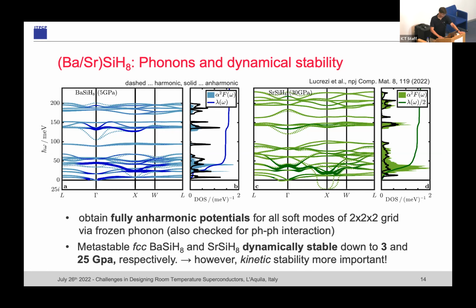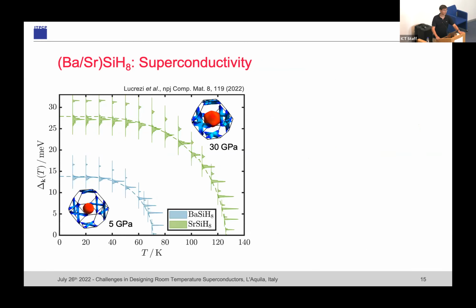But before I do that, I first want to show you our Tc calculations, the results for our Tc calculations. You see again the 2 gap functions here for the barium in this compound at the bottom here. So you have this very nice drop at about 71 Kelvin. And for the strontium, we have a higher Tc, but also a higher pressure of 30 gigapascals. And we're now at about 126 Kelvin, more or less the same as the lanthanum boron H8, but 10 or 20 gigapascals lower in pressure.